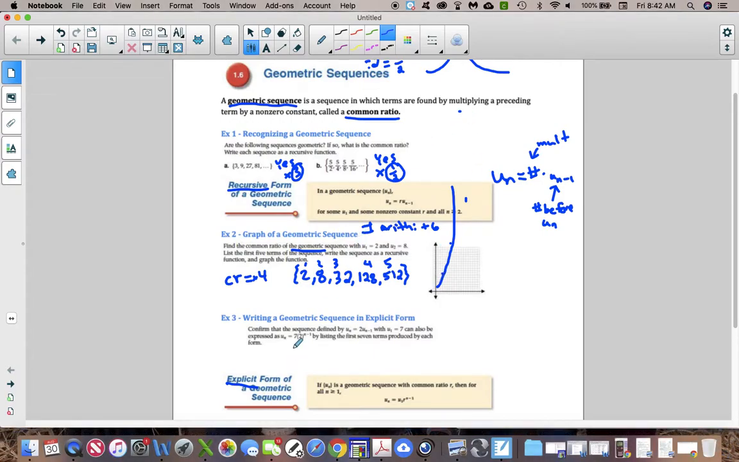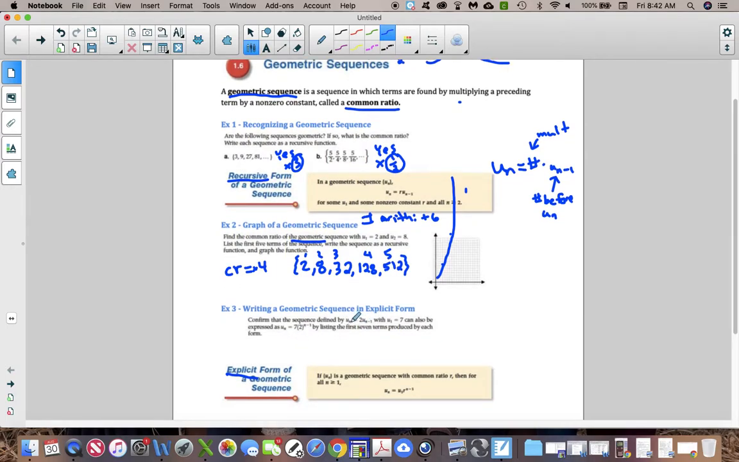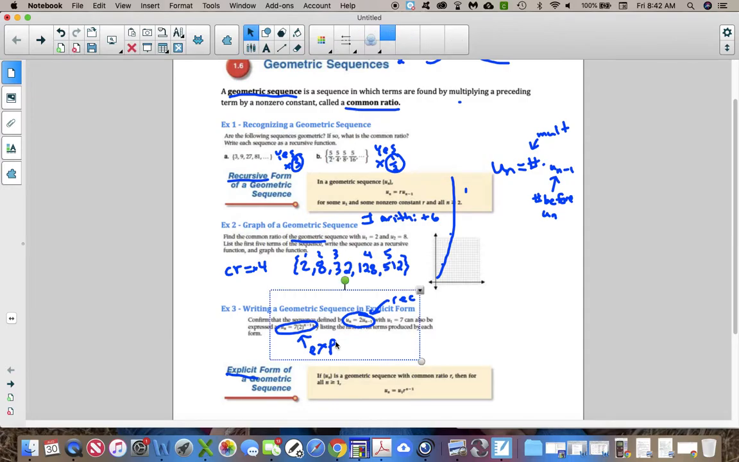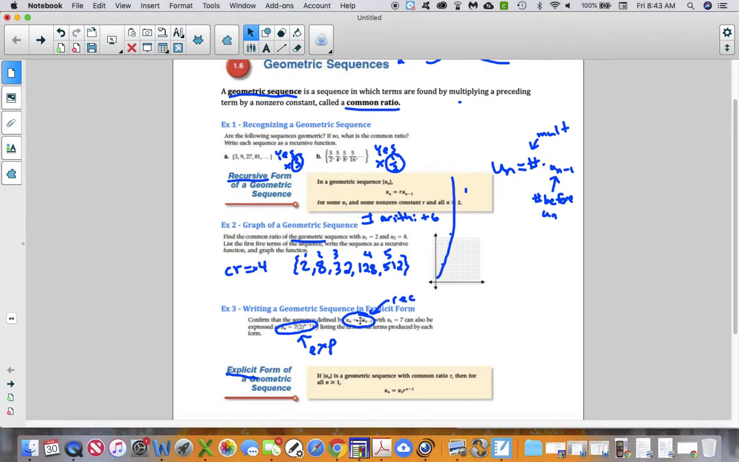So example 3, confirm that the sequence defined by u sub n equals 2 u sub n minus 1, where u sub 1 is 7, can also be expressed as this guy. We're going to talk about the differences between this function and this function, because one of them is recursive and one of them is explicit. This guy is recursive, and this guy is explicit. My recursive formula is just saying I'm taking 2 times my one before it. That's all that's embedded here.